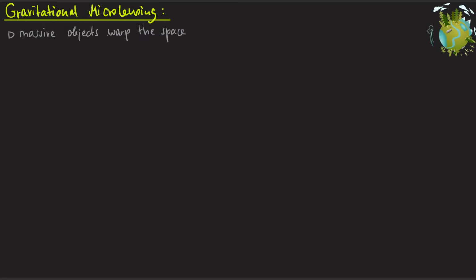Let's look at the last one. The last technique is gravitational microlensing. This of course happens because massive objects warp the space fabric around them. So the light bends in the space curvature, it's getting distorted, and it's changing directions. The gravity of the star and the planet are focusing the light rays towards the observer.